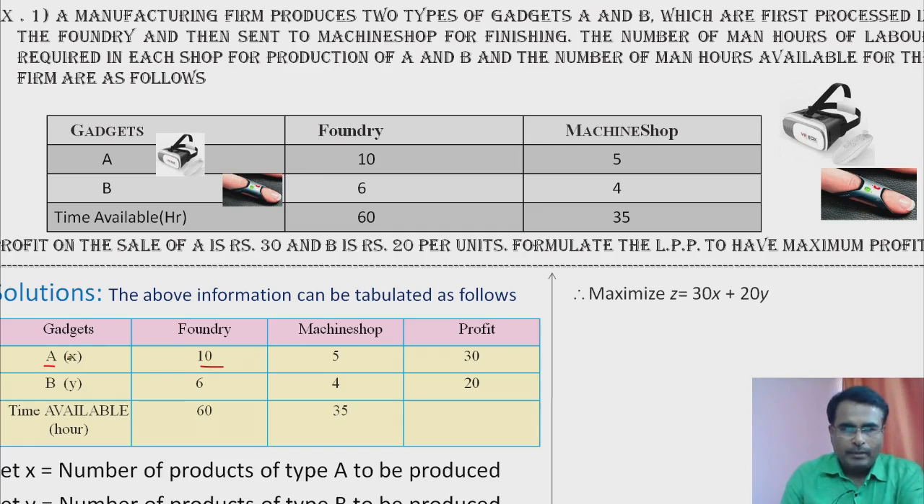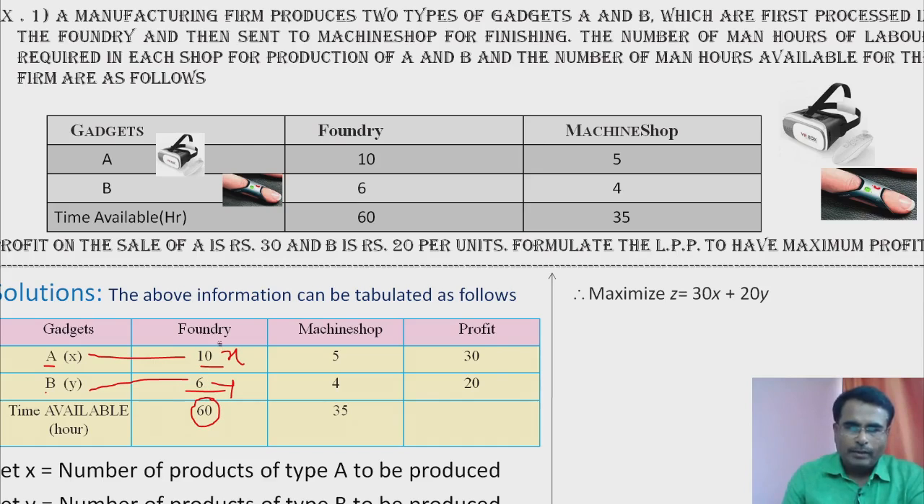Therefore, the time taken by x units of gadget A will be 10x. Similarly, 1 unit of B takes 6 hours on the foundry machine. So y units of B will take 6y hours on the foundry machine. Therefore, the total time taken on the foundry machine by these two gadgets will be 10x plus 6y, and the foundry machine is available for 60 hours only.